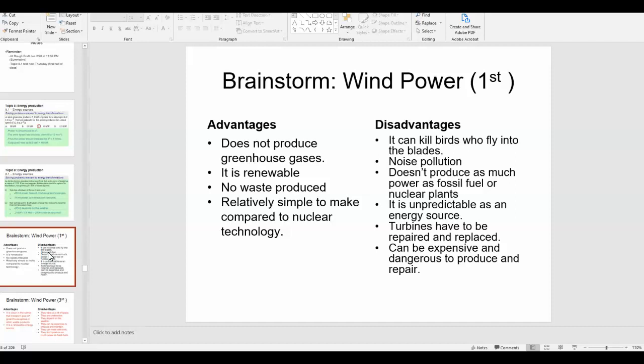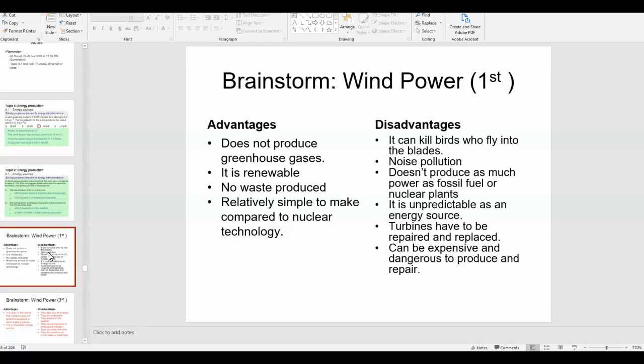As far as advantages and disadvantages go, obviously it doesn't produce greenhouse gases. It's a renewable energy source. It doesn't really produce any waste on its own, although it can kill birds, which is sad. And it's relatively simple to make compared to nuclear technology.